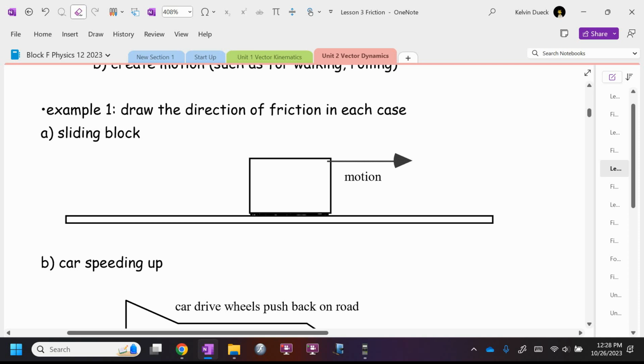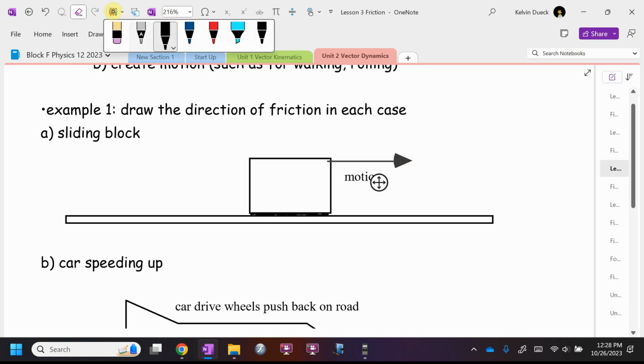But what direction is the block trying to slide? Which way will friction be pointing then? Yep.